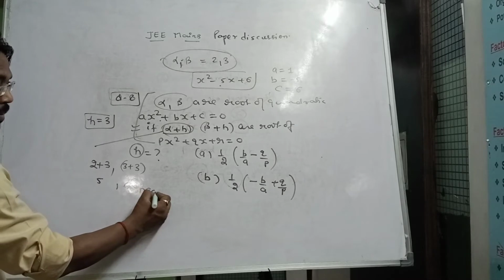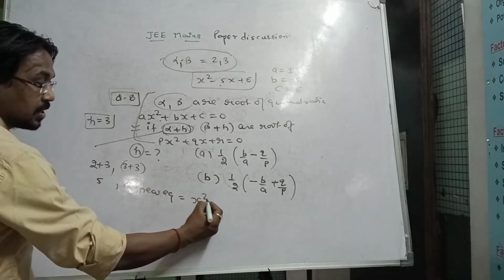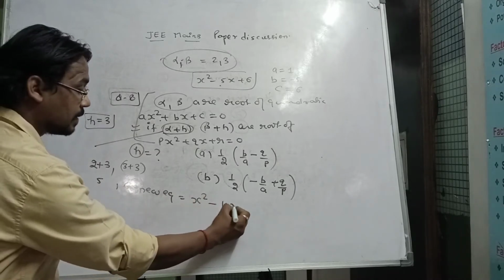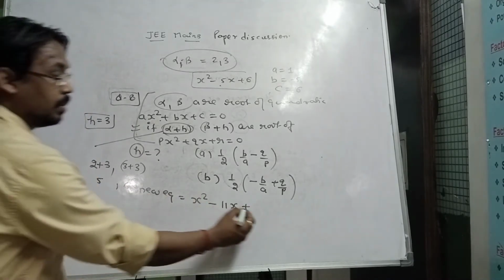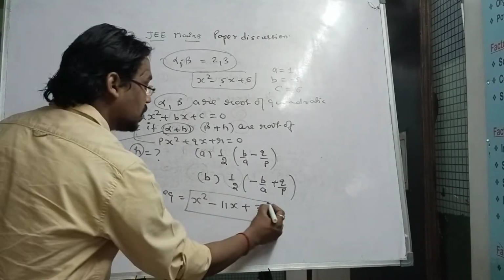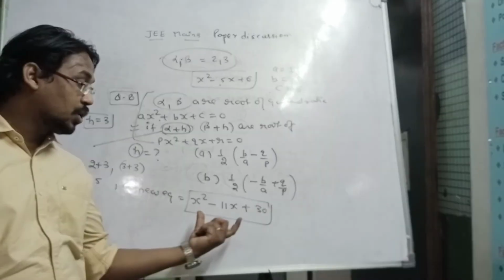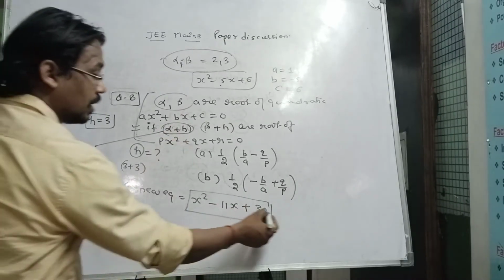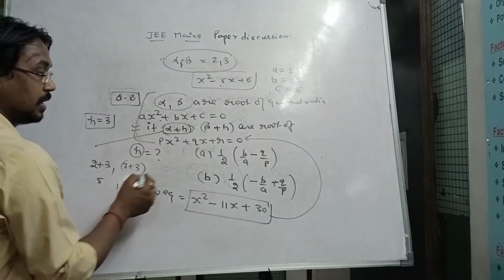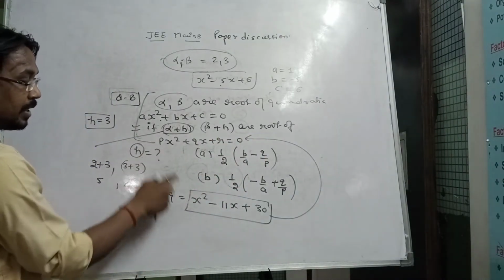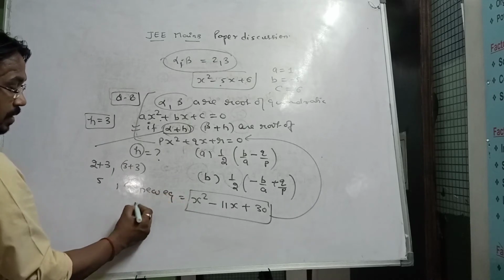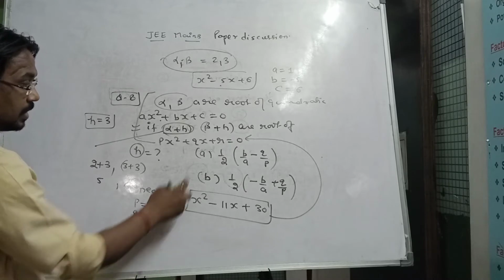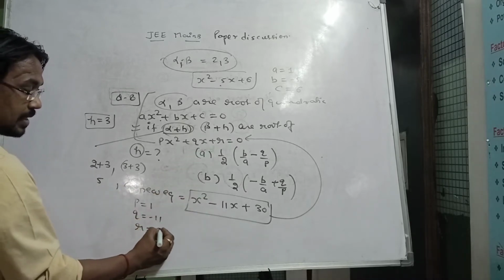So the new equation will be x square minus sum of roots, that is 11x, plus product of roots, that will be 30. So you guys can pay attention. You look at this: this equation has been made equal to this one, meaning our equation has gone into the equals of this equation. So if you do the comparison, it means p is coming 1, q is coming minus 11 and r is coming 30.